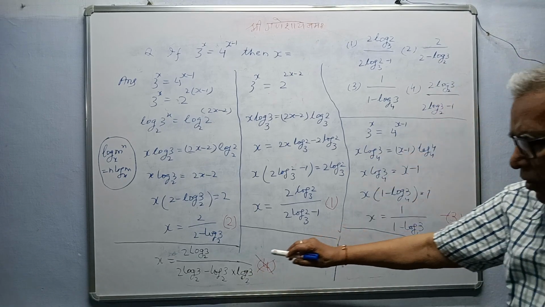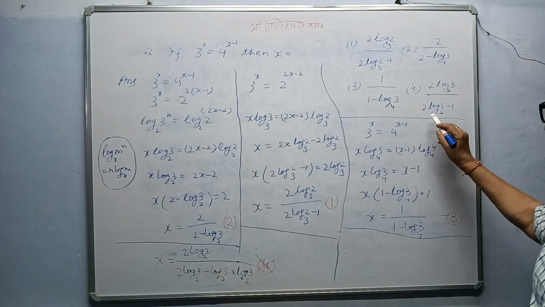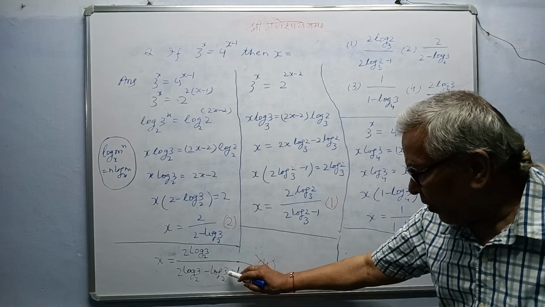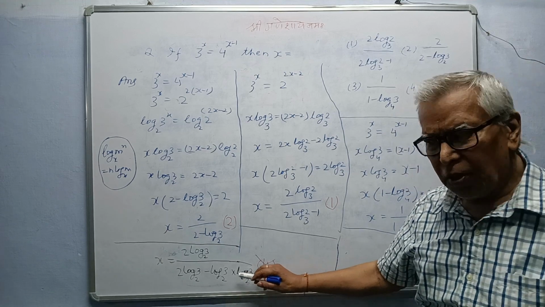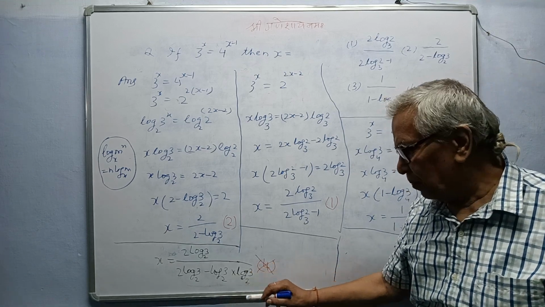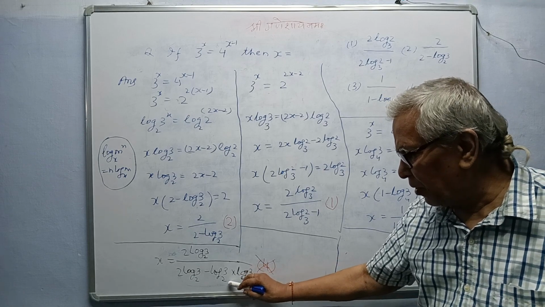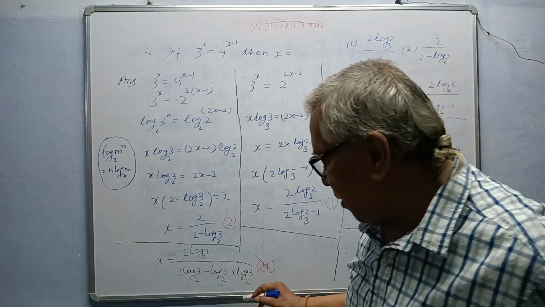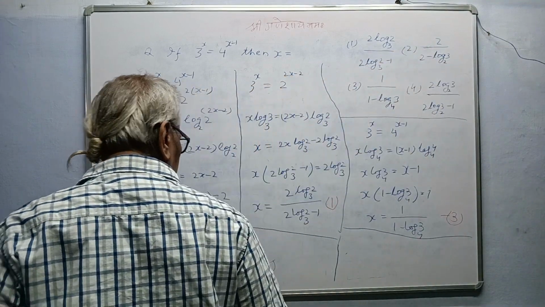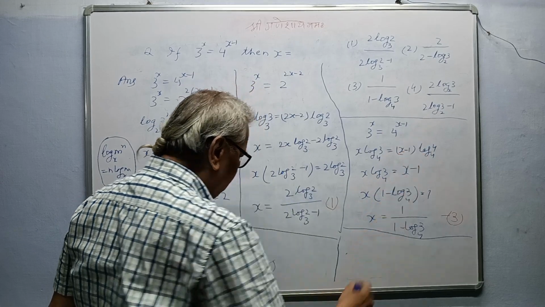2 log 3 to the base 2 over 2 log 3 to the base 2, here minus 1 is different. It will become log 3 to the base 2 whole square, not 1. There may be some confusion between 3 to the base 2 and 2 to the base 3, but this is a whole square. So this doesn't resemble with 4.